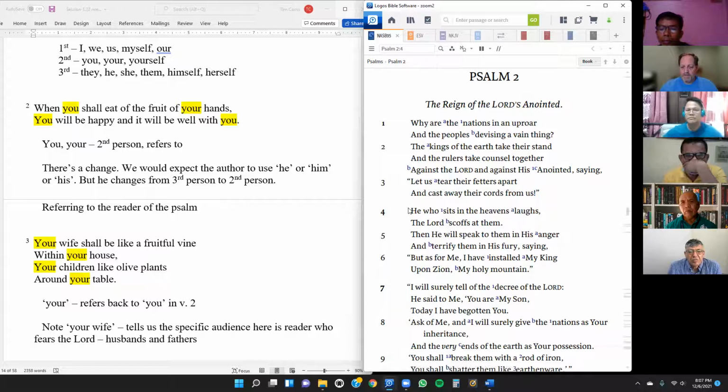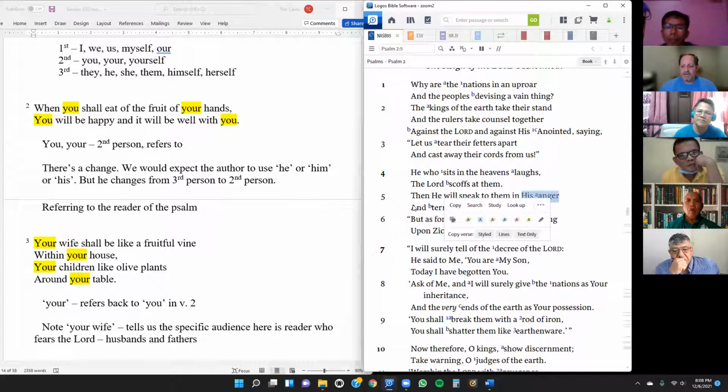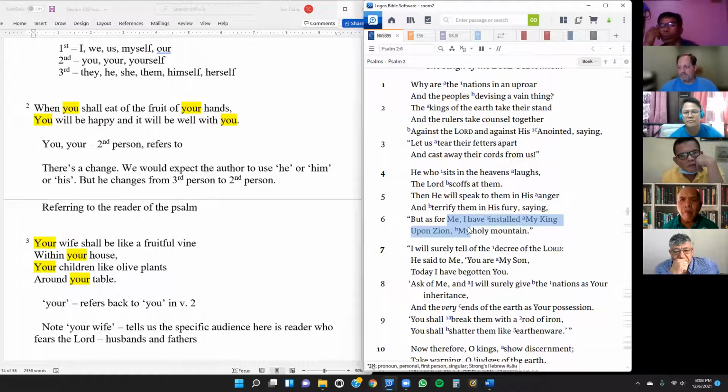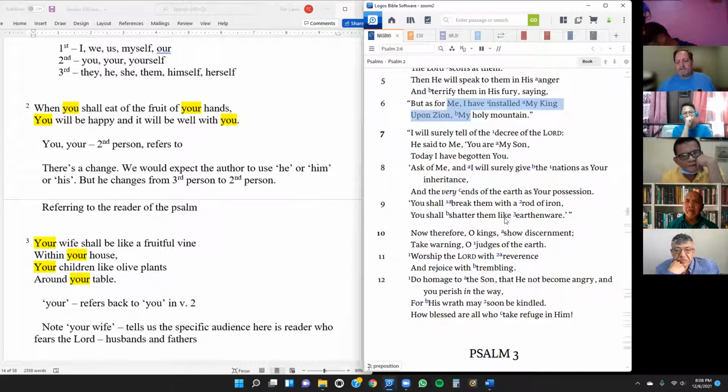Now, look at verse 4. It switches to third person. "He who sits in the heavens laughs." Who's that? That refers to the Lord. "He will speak to them in his anger and terrify them." Who's the "them"? The nations. Saying, now God's going to speak: "As for me, I have installed my king upon Zion, my holy mountain." See that? Now we know the first person pronoun tells us the Lord's speaking here. It's not the psalmist anymore. He's quoting from Yahweh.